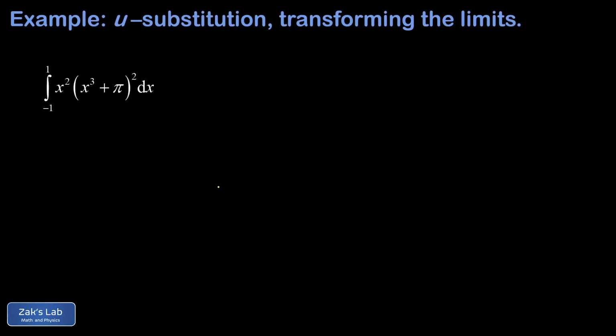In this video, we're looking at the integral from -1 to 1 of x squared times the quantity x cubed plus pi all squared. One way to handle this integral would be to expand that squared binomial, distribute the x squared, and integrate each of the individual terms.